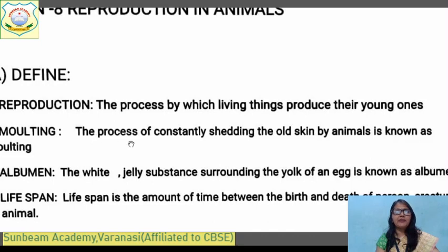And molting: the process of constantly shedding the old skin by animals is known as molting. Okay? Again, you will leave the line. What is albumin? The white jelly substance surrounding the yolk of an egg is known as albumin. Come to the fourth one. This is lifespan. Lifespan is the amount of time between the birth and death of a person, creature or animal.